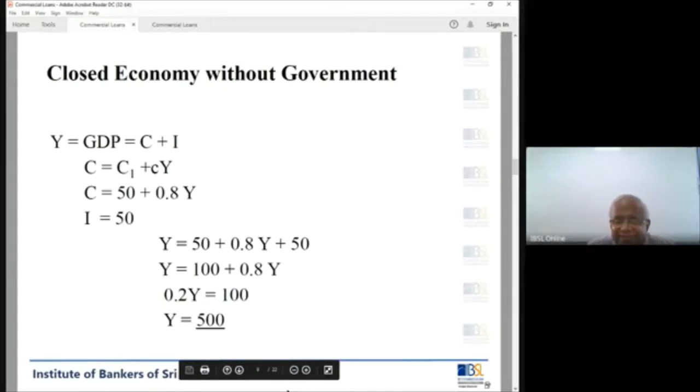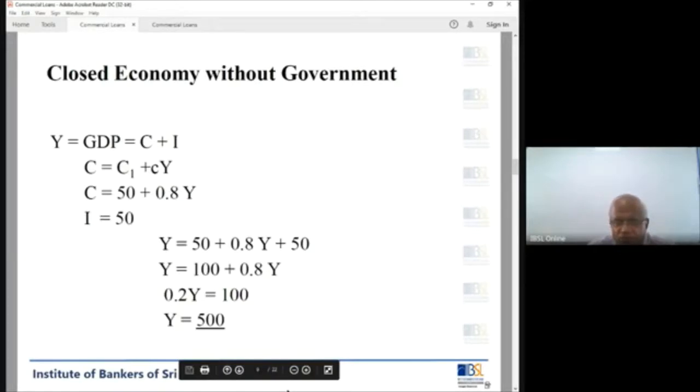You can consume if you have income. Consumption depends on income. Why? So consumption is a function of national income. Think about this as a macro concept. Total consumption depends on total GDP, income. C is a function of income. So we use this equation for the consumption function.